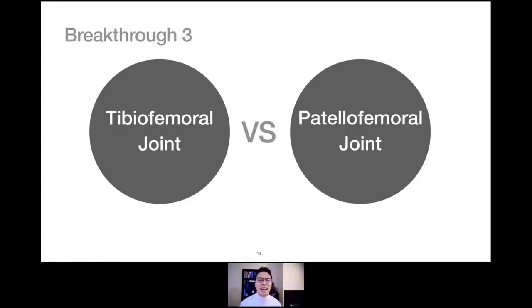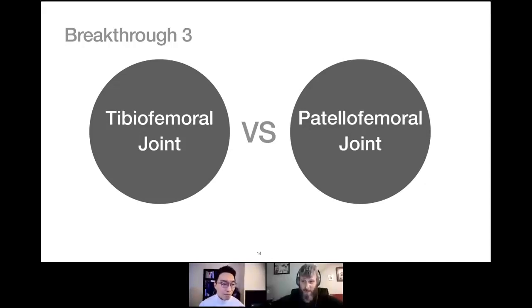And this is a bit of a technical question, but you can still answer by voting in the polls. Which is more relevant to knee pain? Tibiofemoral joint or patellofemoral joint? You can throw the poll.